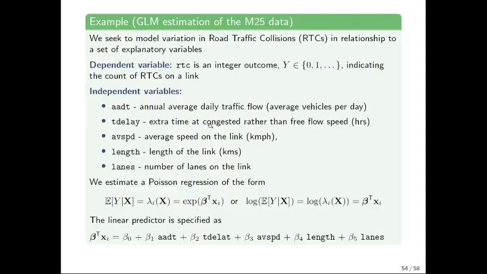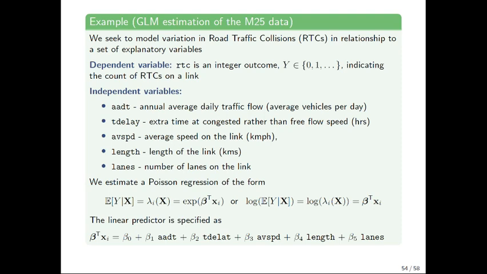And the final application I want to take you through is for the M25 collision data. In this model, we're seeking to model variation in road traffic collisions in relation to a set of explanatory variables. The dependent variable, RTC, is an integer outcome, the count of collisions on a link.